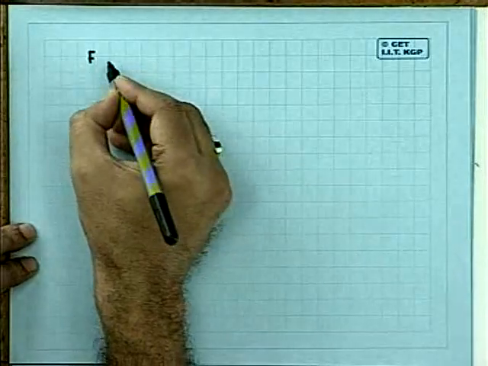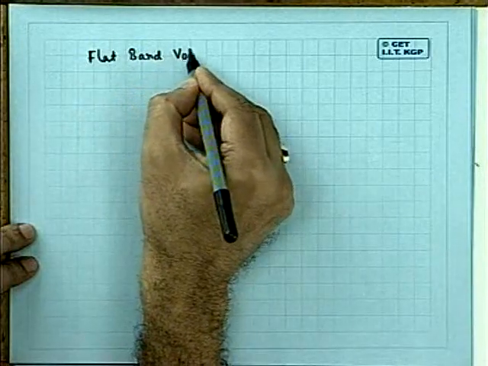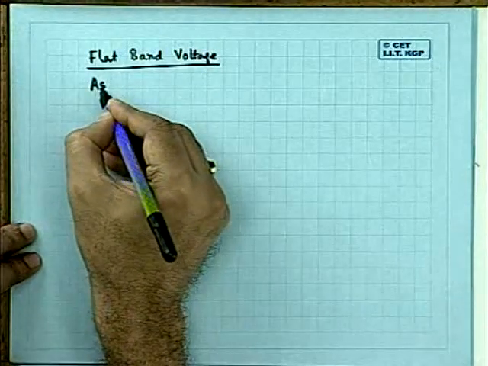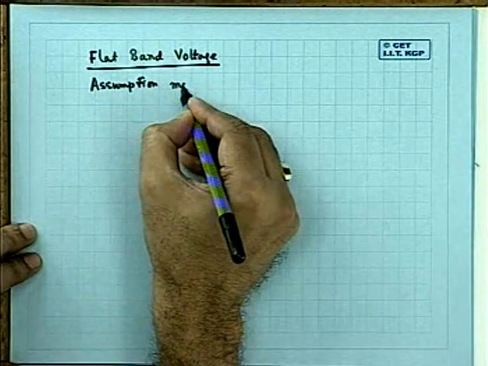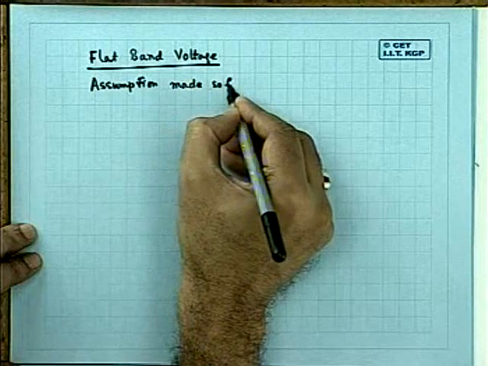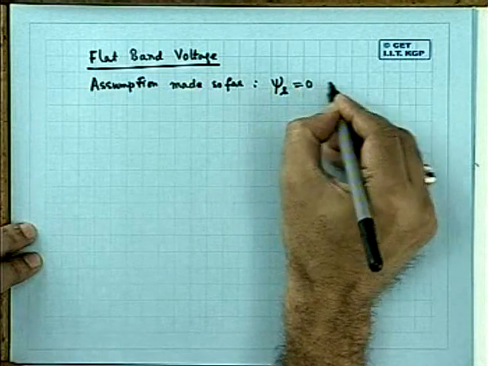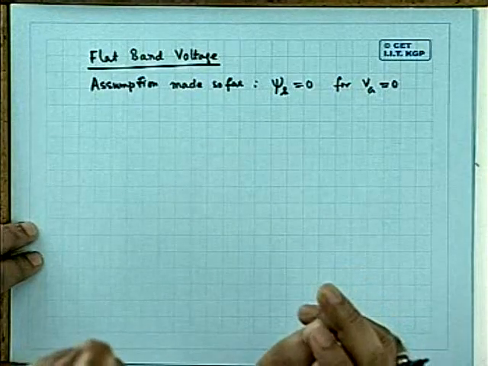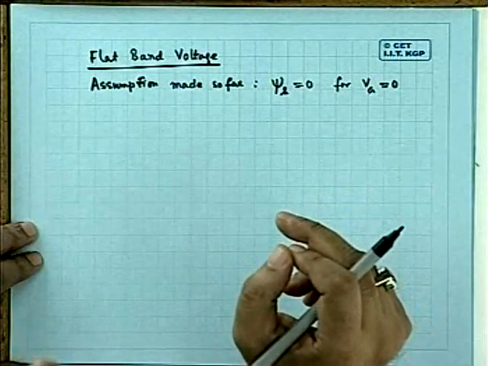Now, let us introduce the concept of flat band voltage. We have assumed already that psi s is equal to 0 for Vg equal to 0. But that is not true. So this is an idealized assumption, and this assumption was called the flat band approximation.